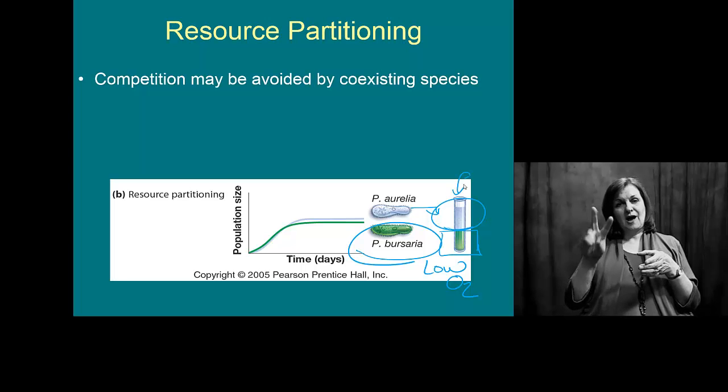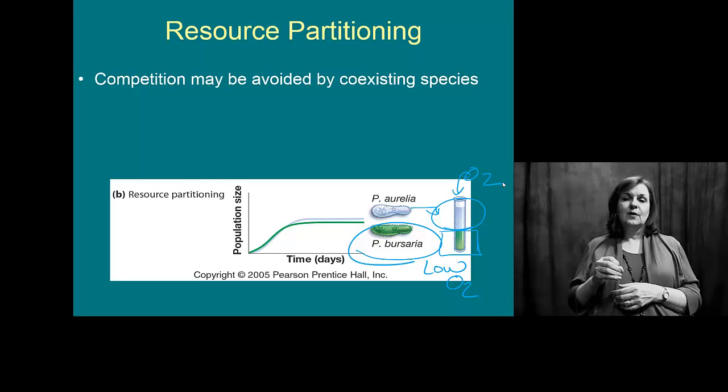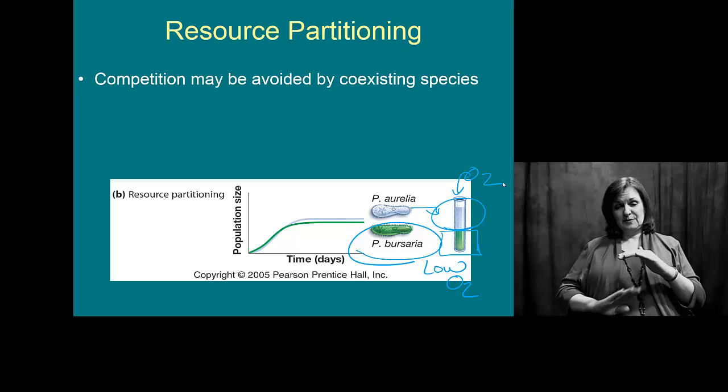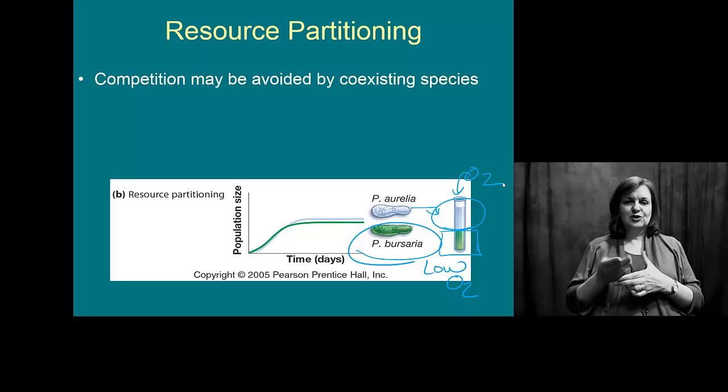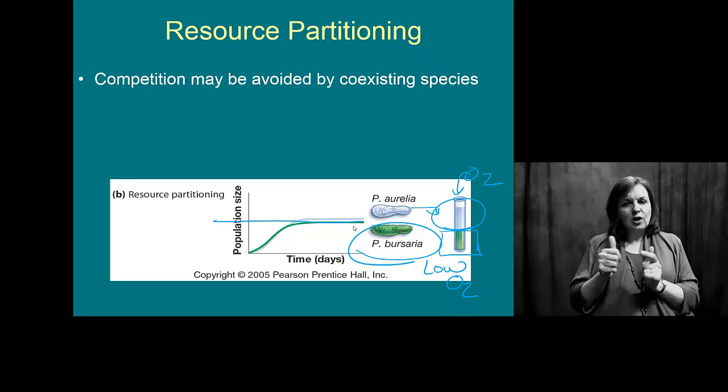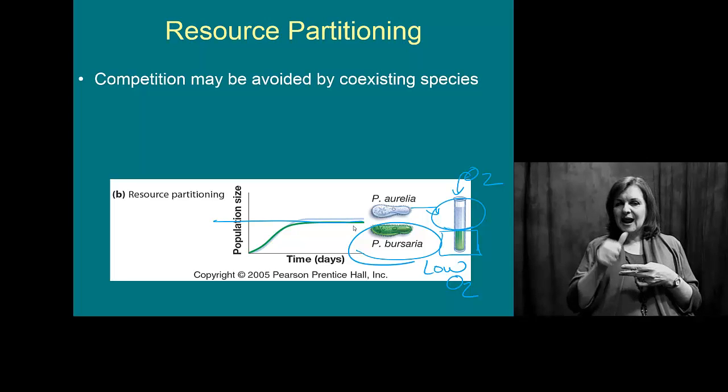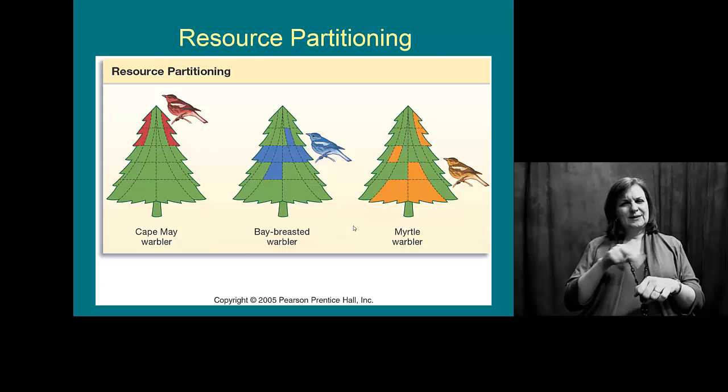Keep in mind the top of this tube is open, so oxygen is coming in. And so they get this kind of symbiotic relationship between each other, and they've divided the resources. They're going to share the resources. Yes, their population size is lower, but they're not competing. That's the most important part. We see this all the time in nature.